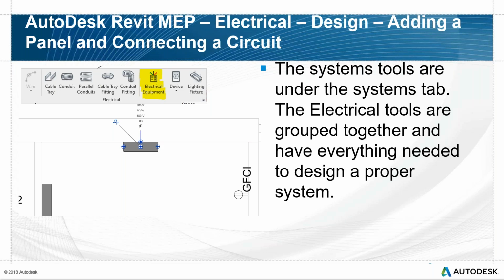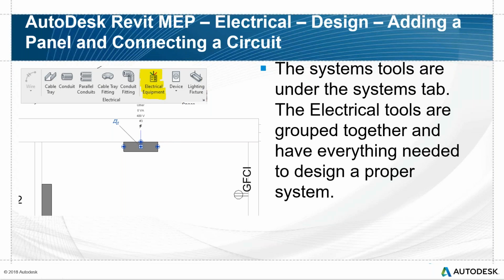Now, the MEP panels have all the connection points. As you can see from this example, I placed this on the wall and it shows that it's a 480 volt panel. There's 0 volt amps. There's nothing connected, but these connection points show where the conduit can hook up. So all you do is go to the conduit command and select and place the conduit. That's very easy, very simple to do.